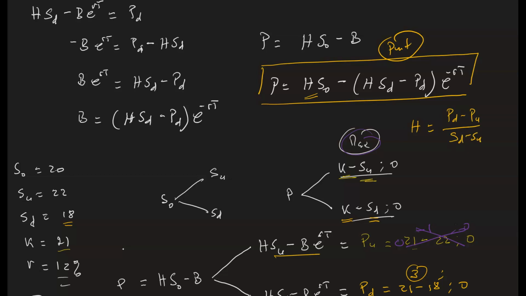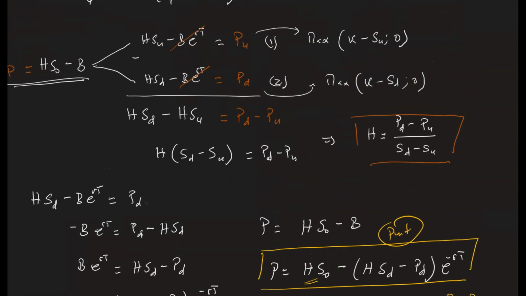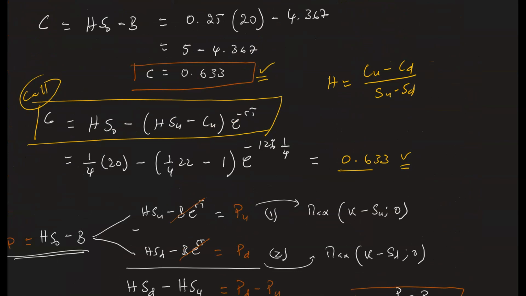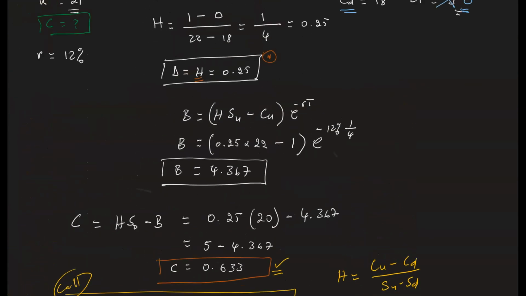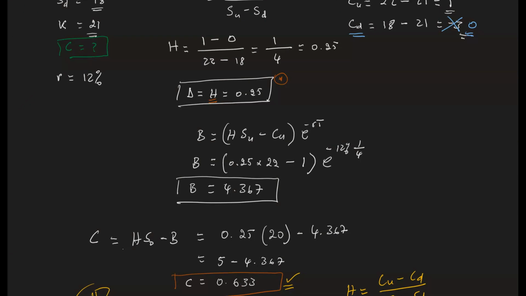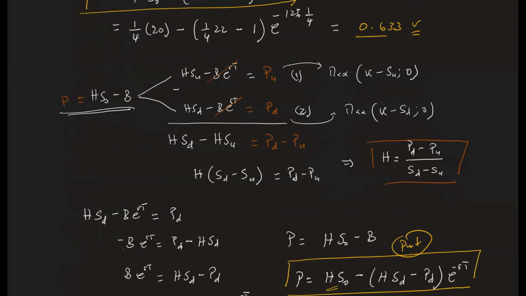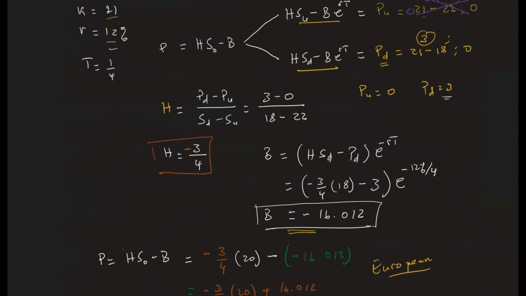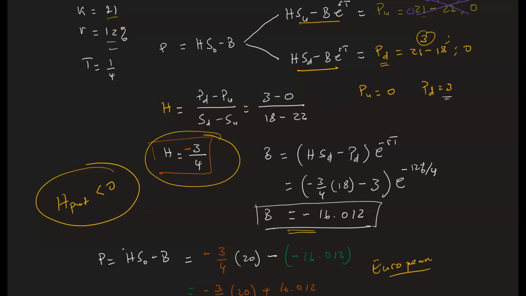Now, something you want to note as well is that when we were working with the call, we found out the H for the call, or the hedge ratio for the call, was a positive value. And when we are working with a put, we found that the hedge ratio for the put is negative. So the H for the put is going to be negative, which means that the stock that we're going to have is going to be shorted.